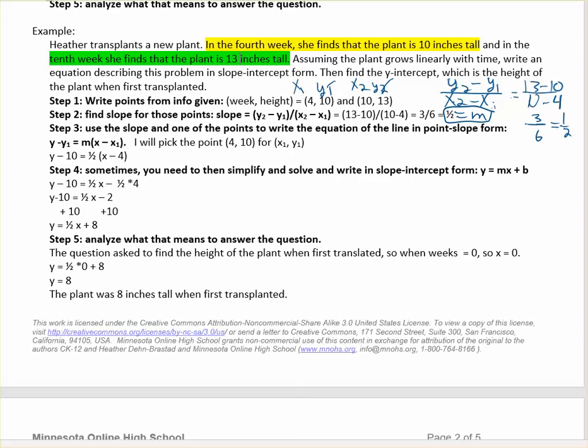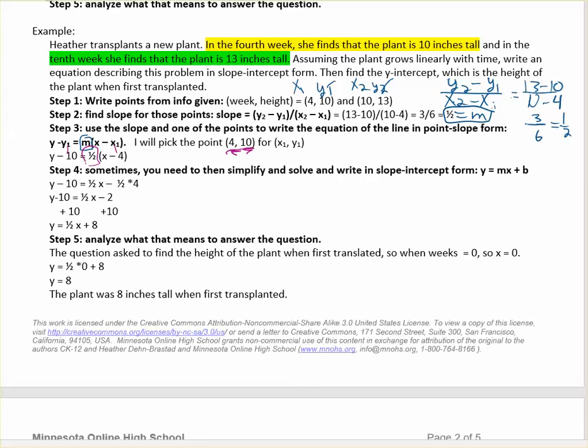Now we're going to use that in the point-slope form of a line. So that's what m is going to be, 1/2. Now we have to pick one of the points to use for x1 and y1. I picked the point (4, 10). You might have picked the other point. That's fine, you'll still get a correct equation either way. So y minus y1, which is 10, equals 1/2, I already substituted that in, times x minus x1, which is 4. So I just substituted in y1 and x1 in this step.